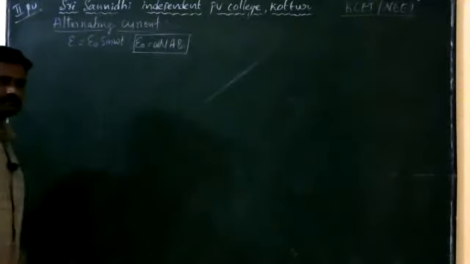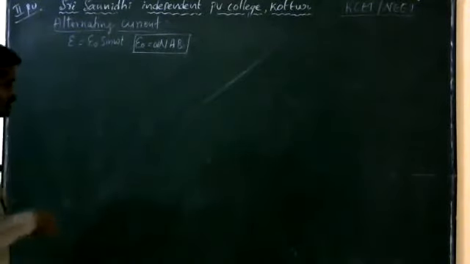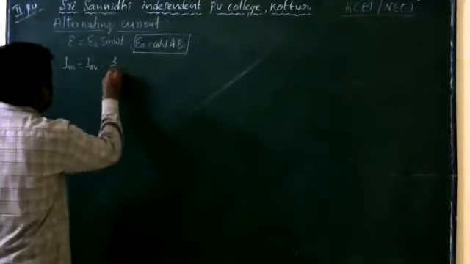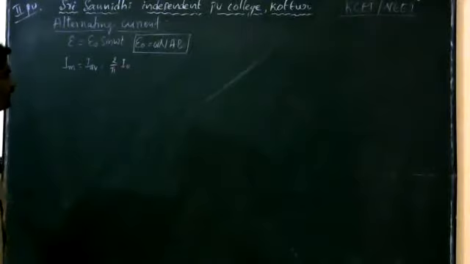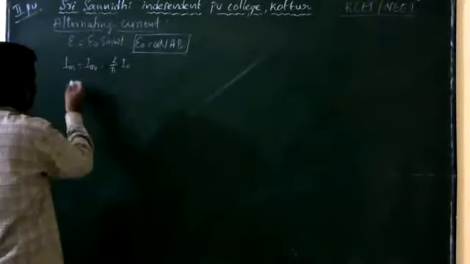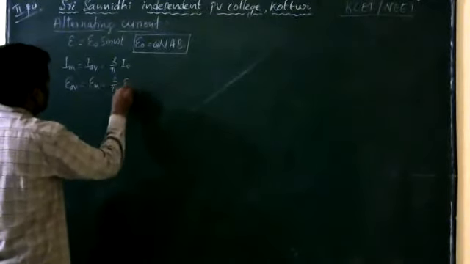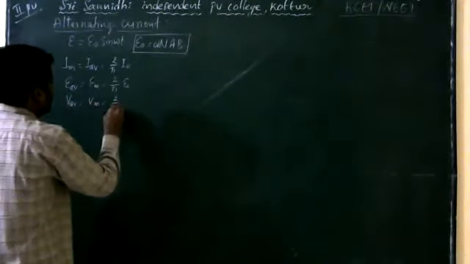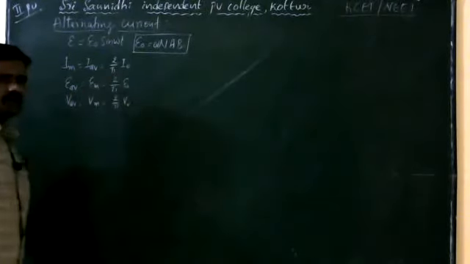Similarly, there is a relation between the mean value, or average value, and the peak value. I average = 2 by pi into I naught, where I naught is the peak current. Similarly for potential, E average or E mean = 2 by pi E naught, and V average = 2 by pi into V naught. Remember this relation, as questions can arise from it.